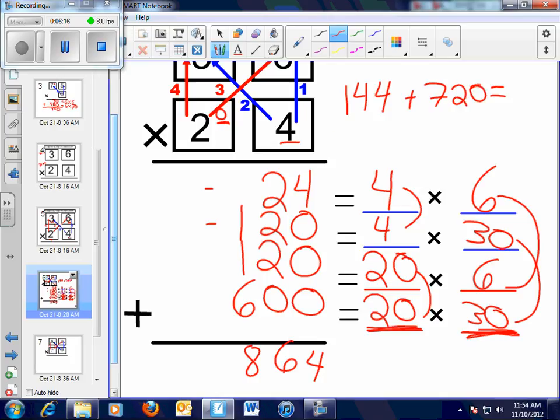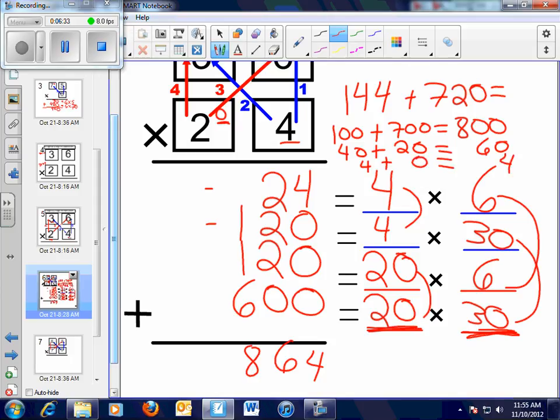They're going to add the 100 plus the 700, and that gives them 800. They're going to add the 40 plus the 20, and that's going to give them 60. And they're going to add the 4 plus the 0, and that gives them 4. And when they add that all up, 800 plus 60 plus 4, they know they have 864. So let's do one more.